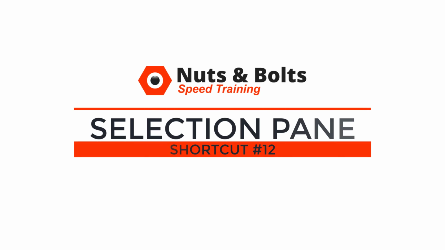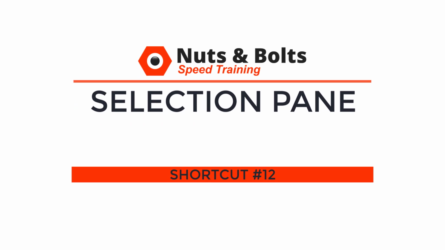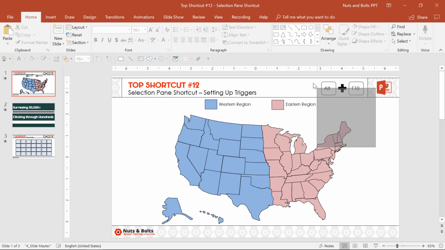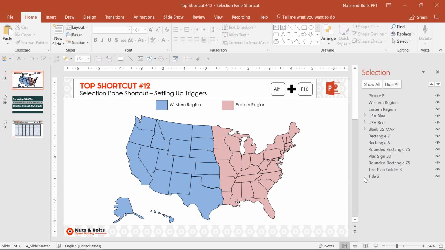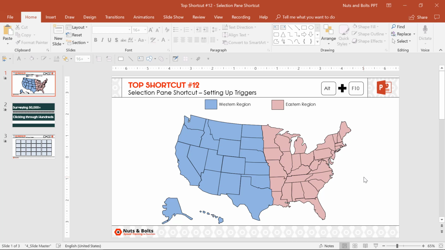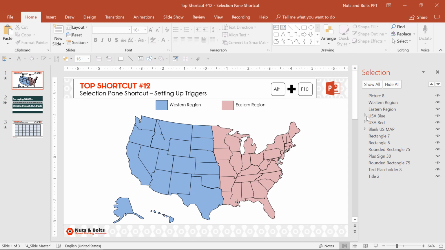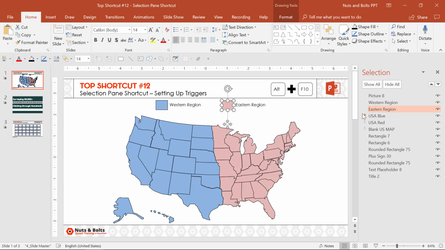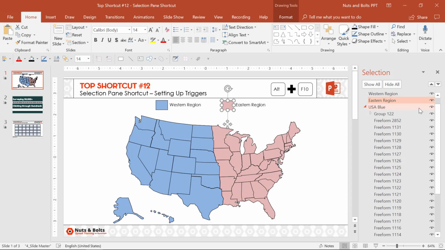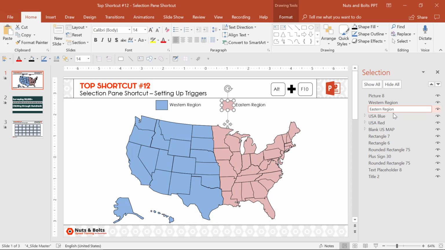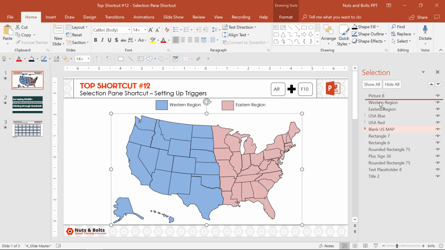Top shortcut number 12, the Selection Pane shortcut. The selection pane shortcut is Alt plus F10. Alt F10 once will open up the selection pane, and Alt F10 a second time will close it out. The selection pane saves you a bunch of time because it allows you to analyze what's on your slide. You can open up groups, and you can hide things with the eyeball icon. You're just making sense out of what you have on your slide. You can click in and rename things, and you can change the layering by clicking and dragging around.